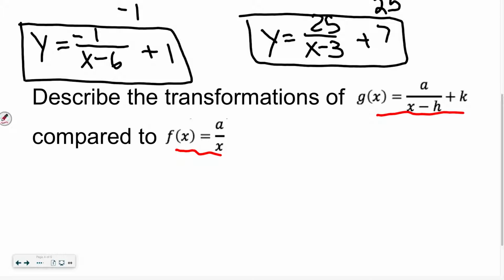So for this one, y equals negative 1 over x minus 6 plus 1, we would say it's going right 3, up 1. Why is it 3? Oh, 6, because I was looking at the other one. Right 6, up 1. And what will we say over here? Right 3, up 7. Right 3, up 7.